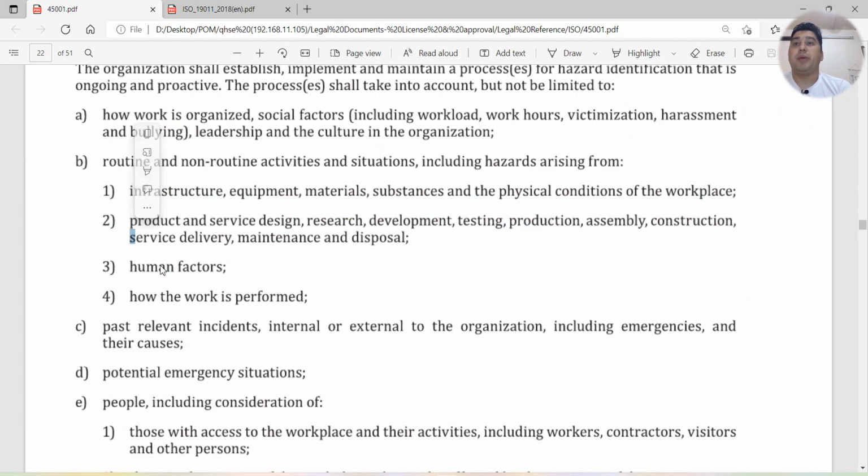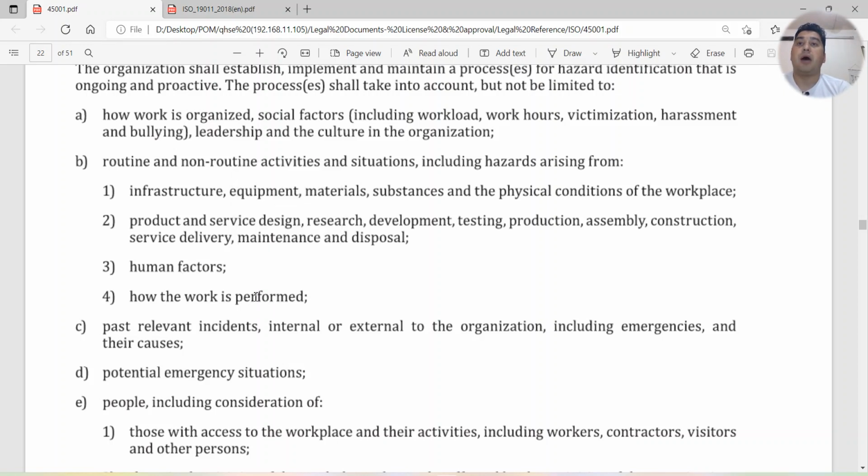After that, you have to consider the human factors also. Sometimes human factors are creating new risks. Human factors means, for example, teenagers working, young people working, so they are at higher risk. So these things also need to be considered. Pregnant women working also have higher risk.